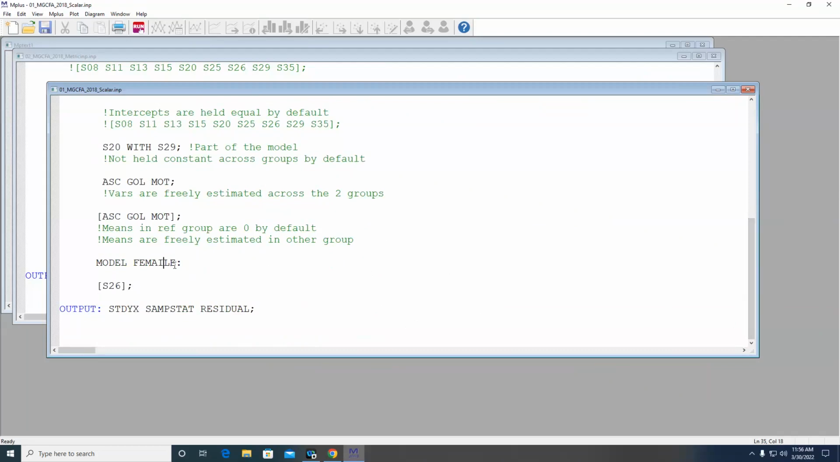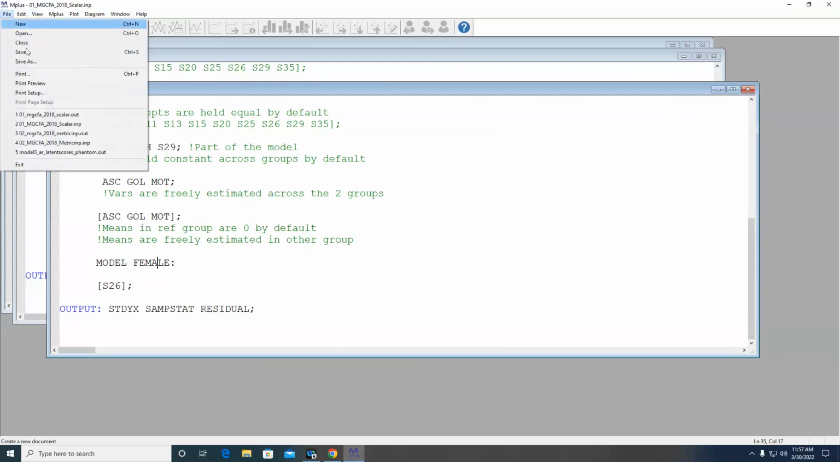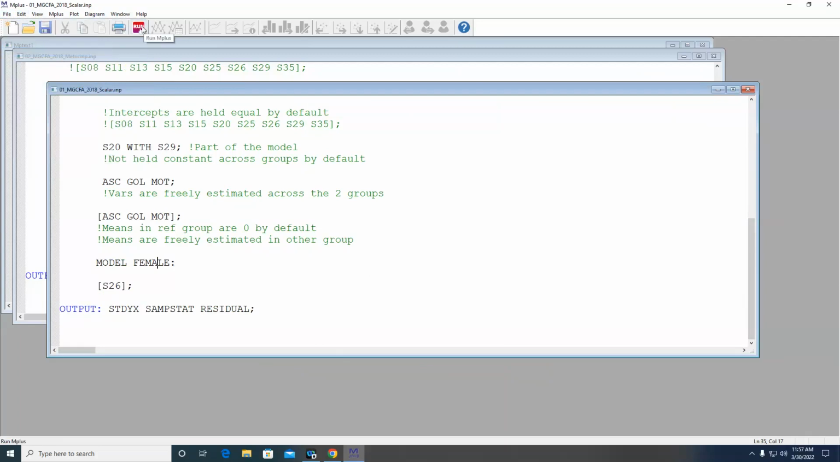If you don't put it in brackets, it's going to think you're talking about error variances, which it's already not constraining, so it really won't do anything. Okay, so model female, S26. So again, now we're going to allow the intercept for S26 to vary across groups. How many degrees of freedom are we going to have for this model we're about to run? Yeah, 81 degrees of freedom, right? So let's see how this goes. Okay. Save. Run.